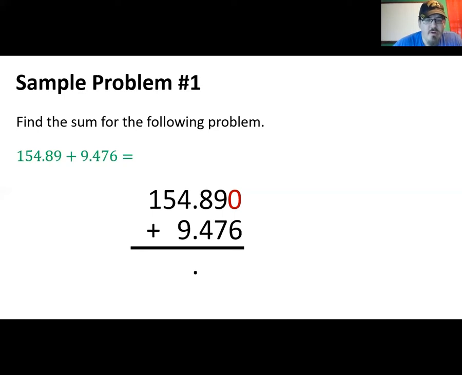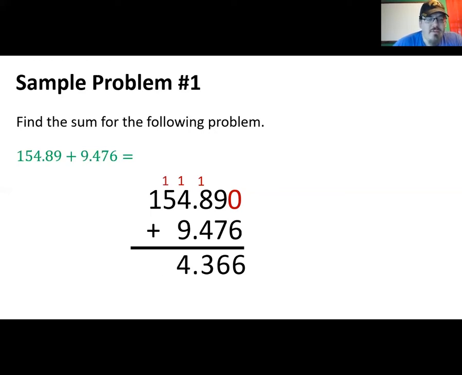So we'll start with 0 plus 6, that gets us 6. Then we have 9 plus 7, which is 16. Write down the 6, carry the 1. Add up the next column, 1 plus 8 plus 4 is 13. So we write down the 3 and again carry the 1. 1 plus 4 plus 9 is 14. Write down the 4, carry the 1.